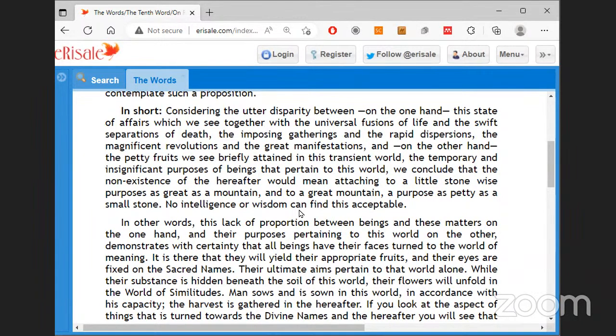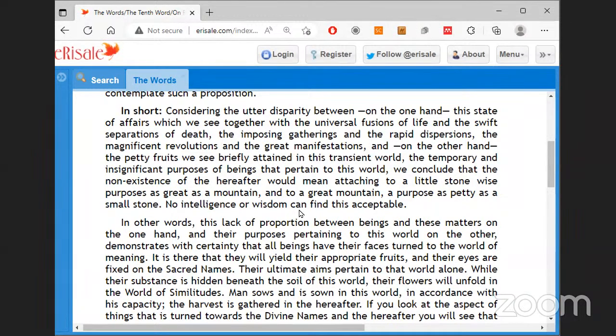In other words, this lack of proportion between beings and these matters on the one hand, and their purposes pertaining to this world on the other, demonstrate with certainty that all beings have their faces turned to the world of meaning. It is there that they will yield their appropriate fruits, and their eyes are fixed on the sacred names. Their ultimate aims pertain to that world alone. While their substance is hidden beneath the soil of this world, their flowers will unfold in the world of similitudes. Man sows and is sown in this world in accordance with his capacity. The harvest is gathered in the hereafter.